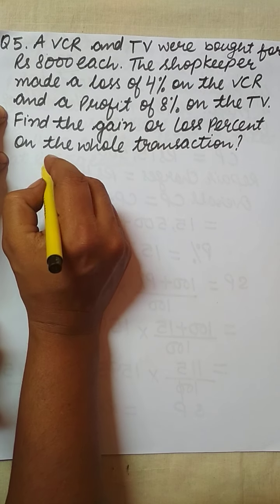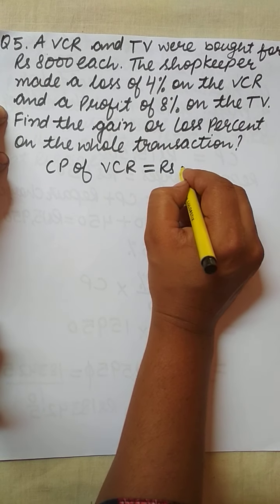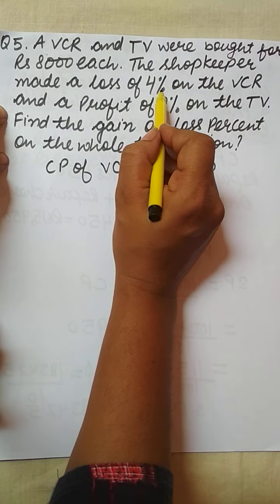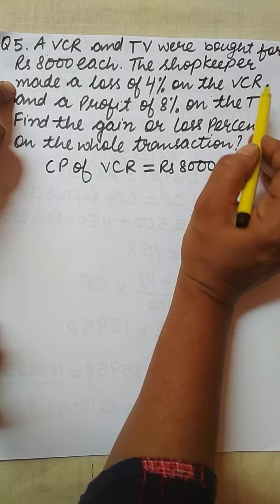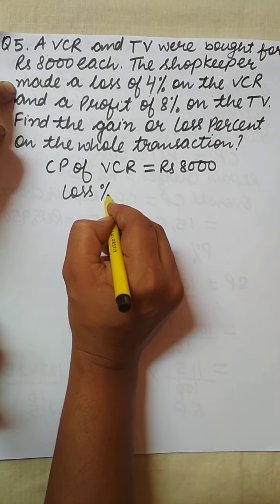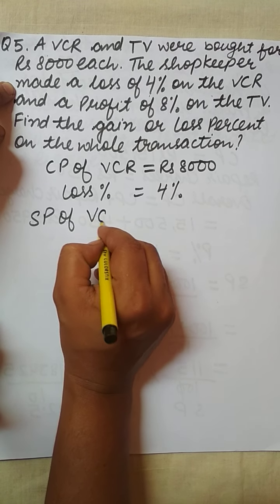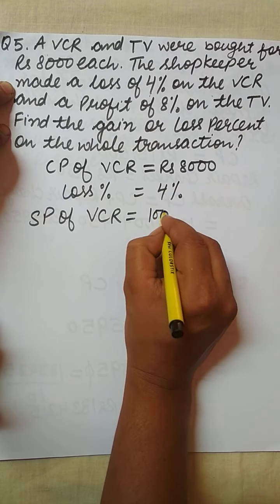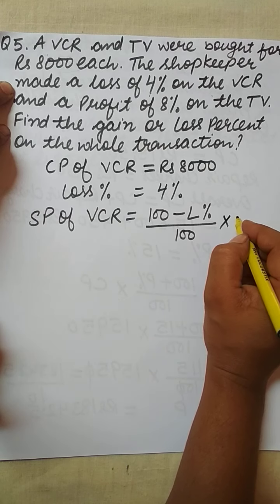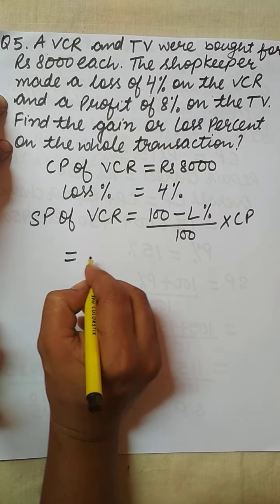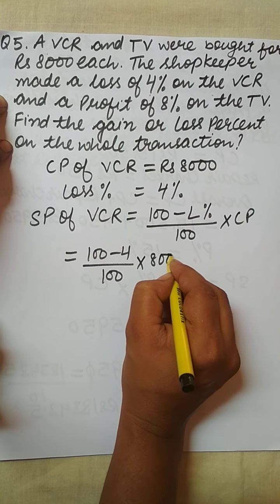So firstly I will write the cost price of VCR is equal to rupees 8,000. As it is given in the question, the shopkeeper made a loss of 4% on VCR. So loss percent is equal to 4%, and we can calculate the selling price of VCR is equal to 100 minus loss percent divided by 100 multiplied by cost price. So this is 100 minus 4 divided by 100 multiplied by 8,000.